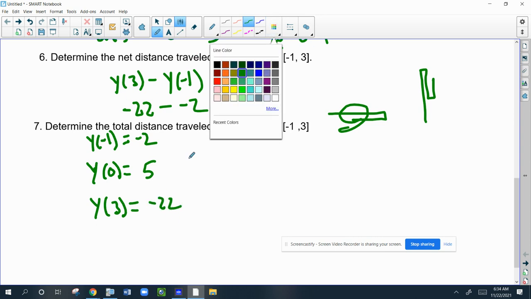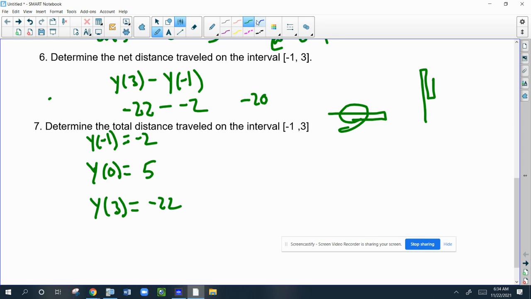So your total distance would be, add them all up, from -2 to 5, a distance of 7. And then from 5 to -22, that is a distance of 27, because you have to go from 5 to 0 and then to -22. So that's 5 plus 22. So your total distance is 34.